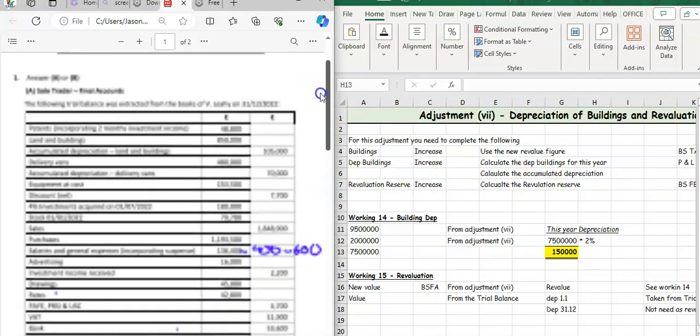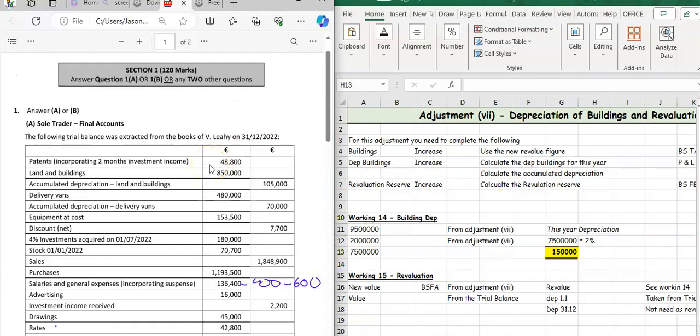I'm going to look to see, do we have any accumulated depreciation for our buildings? No. That figure then, because it's our new buildings, is the figure that goes into your balance sheet as well for your cumulative depreciation.